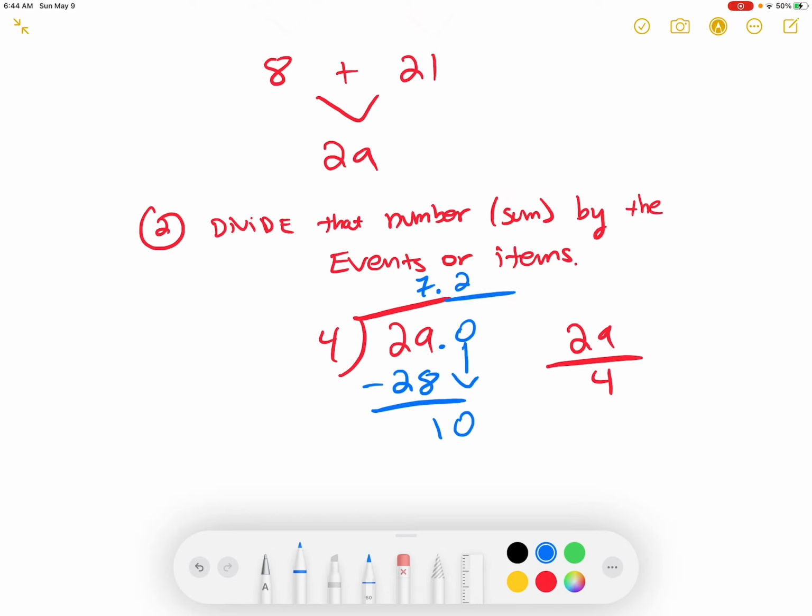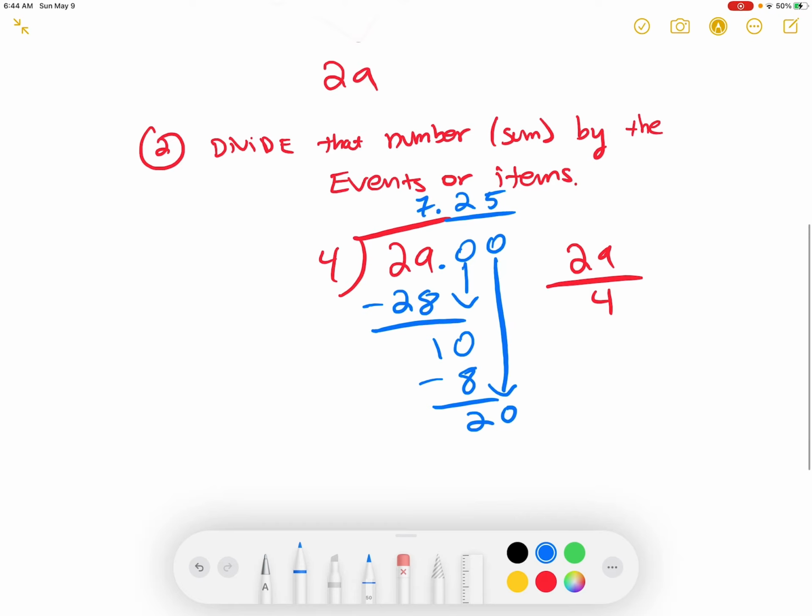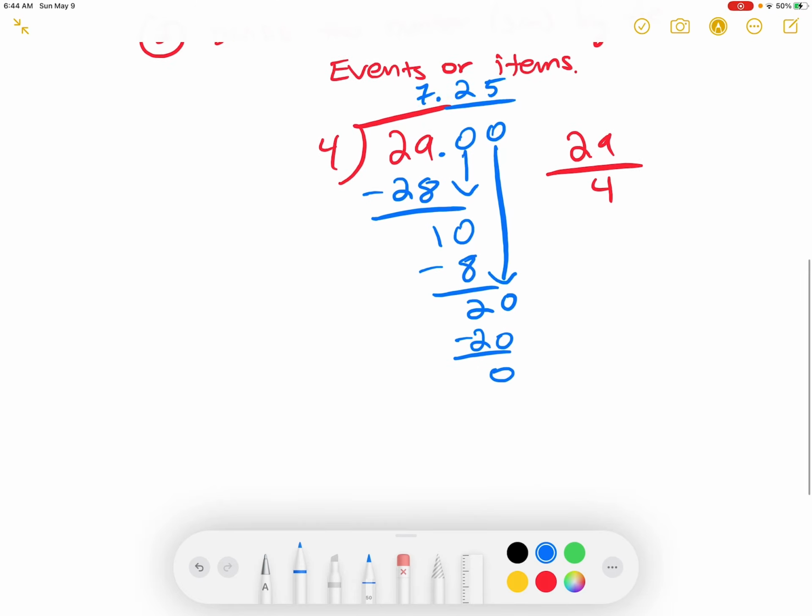Drop the 0, 4 into 10 goes twice. 2 times 4 is 8. 10 minus 8 is 2. Oh, it's going to keep repeating. That's not good. 4 into 20 goes 5 times. Oh, no, it doesn't. Stop right there. 5 times 4 is 20. There you go. 0. So the average, and that's it.